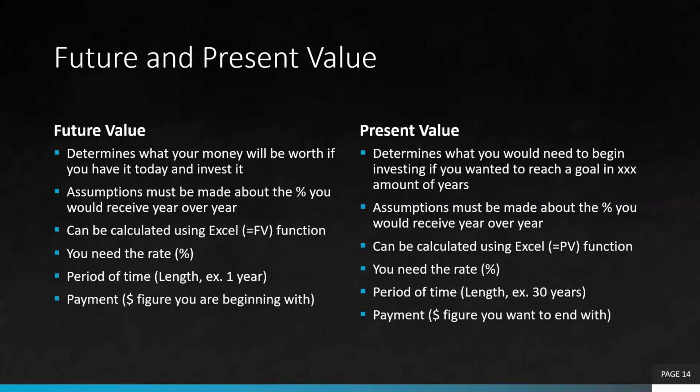So when you know what your current value is, you want to see how much it's going to grow to. So for present value, you want to know how much money you need to achieve to reach a certain goal. And again, assumptions have to be made about the percentage that you're going to receive year over year. Present value can be calculated using Excel's PV function. And again, you need the rate, percentage, period of time, and the dollar figure that you want to end with.